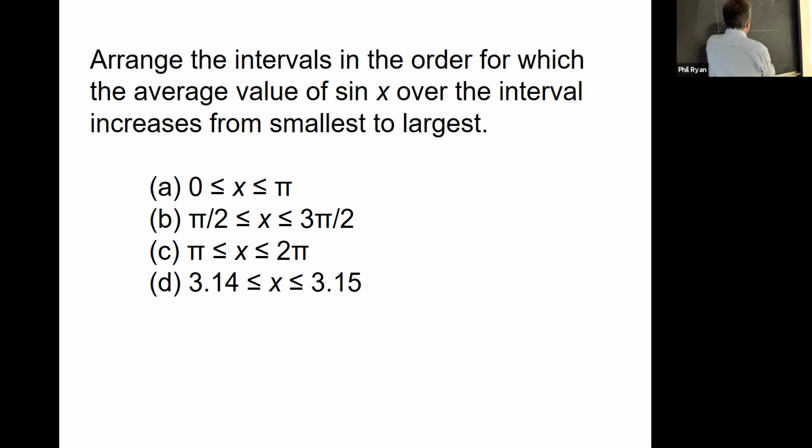What about the average between pi on 2 and 3 pi on 2? Where does that fit with A and C? What is that average value over this interval? 0. Okay, so it has to be here. This is positive something, this is like maybe a half, 0, negative a half.